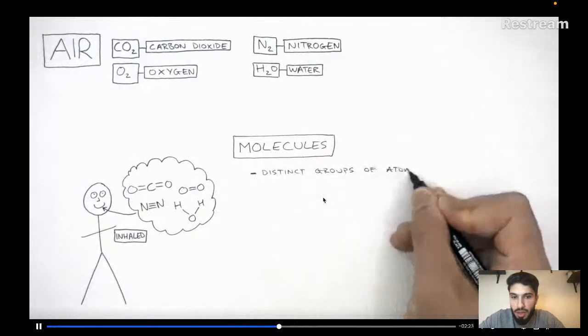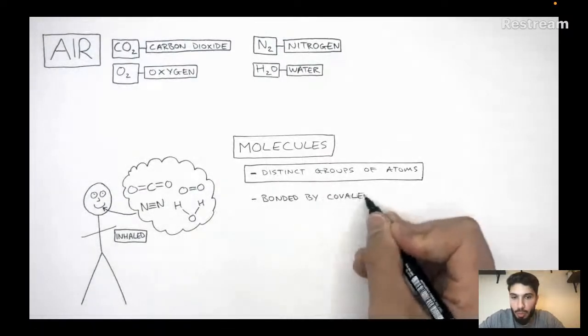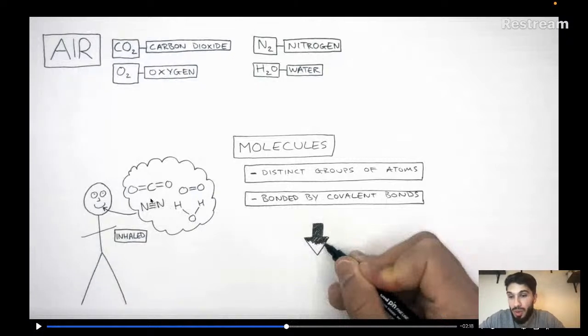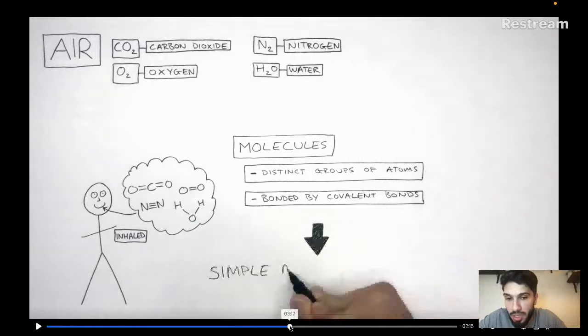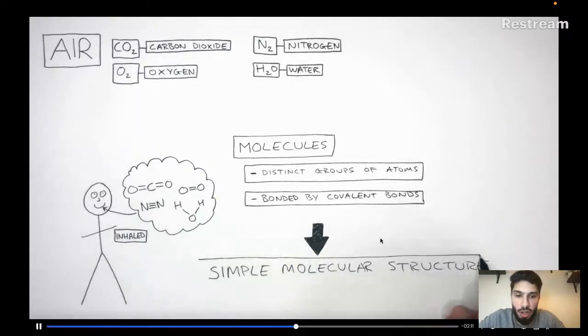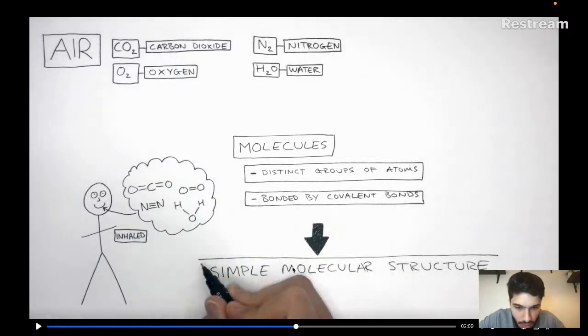Okay, so when we inhale this air, these molecules are distinct groups of atoms which are bonded by covalent bonds. Okay, why? Because when we then exhale that air, there is more carbon dioxide in that exhaled air and less oxygen. These molecules are not bonded to each other. Okay, they are not bonded to each other.